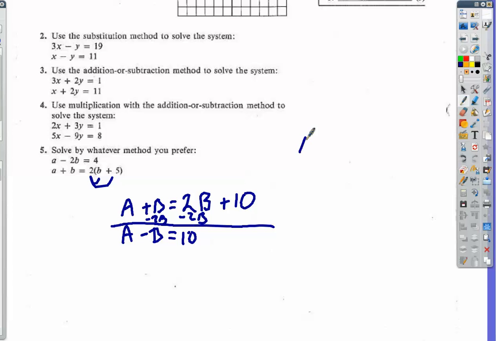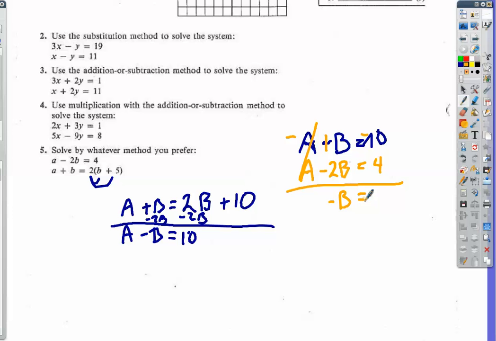So I have a minus b is equal to 10. In my other equation, I have a minus 2b is equal to 4. And so to get some opposites, the easiest thing to do would be to multiply the bottom or top equation by negative 1. So I'll do the top equation. That changes the signs for all of them. And so the a's will cancel out, and we will have negative b is equal to negative 6. So in this case, b is equal to 6.